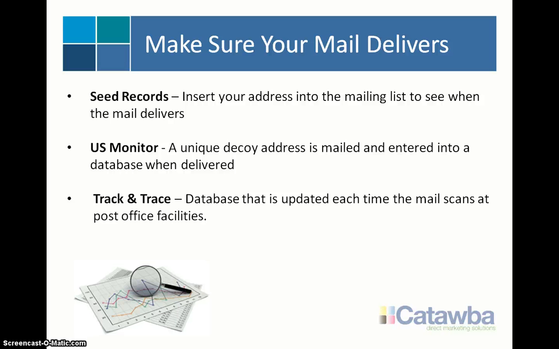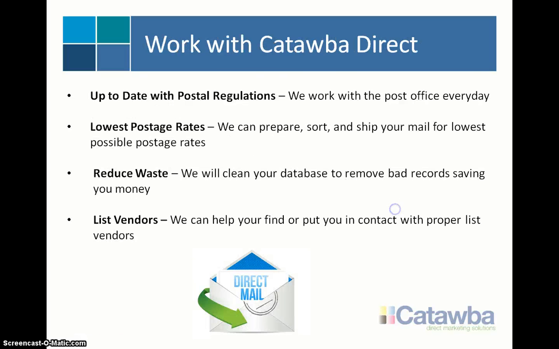We can also use a US monitor service, and this is a unique decoy address that is mailed and entered into a database when delivered. So there are different agents around the country that have these mailing addresses, and once they receive the postcard or direct mail piece, they enter that into the database, and you can actually go online and see when the mail hits your seed records. You can also use track and trace, and this is a database that is updated each time the mail scans at post office facilities. So you can track the mail as it goes from a larger SCF unit all the way down to the local DDU unit, so you can actually see where your mail is within the post office mail stream.